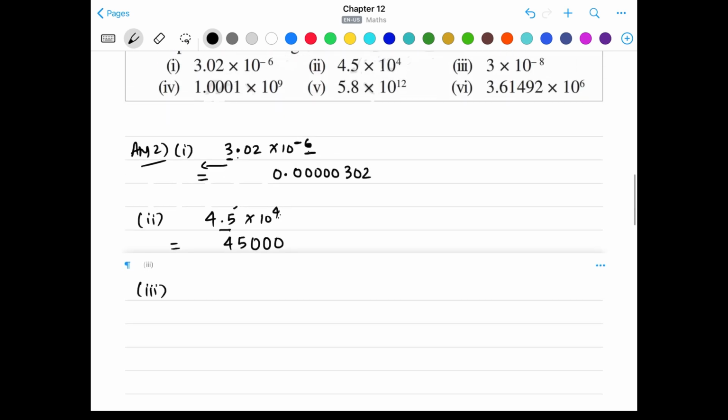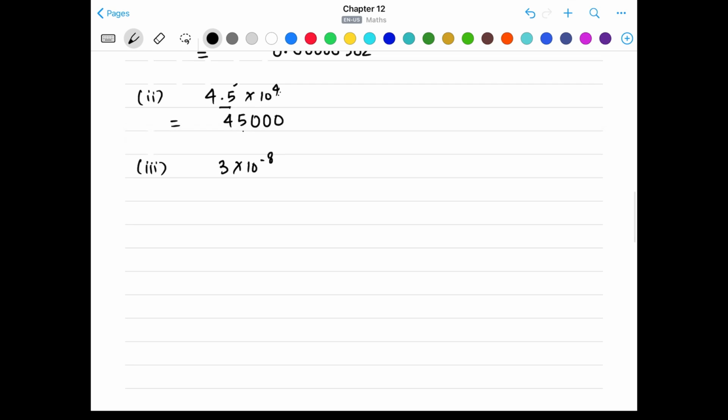Next one, we have the number 3 times 10 raised to power minus 8. As we have the minus power of 10, that is a negative exponent, that means this number used to be a small number. So we are going to add the zeros toward the left-hand side in this direction.